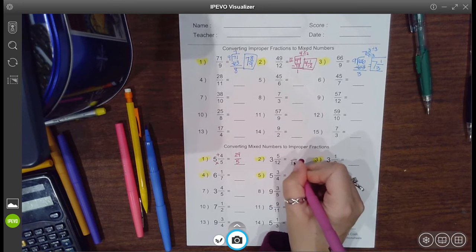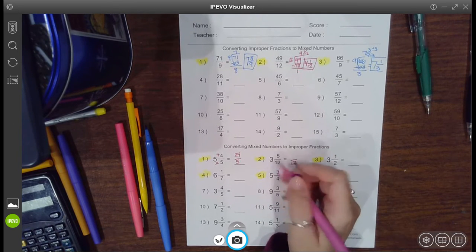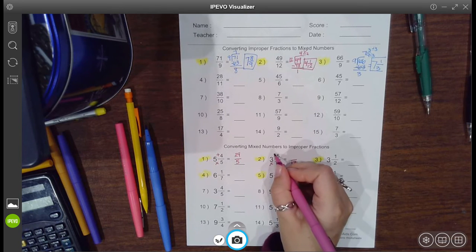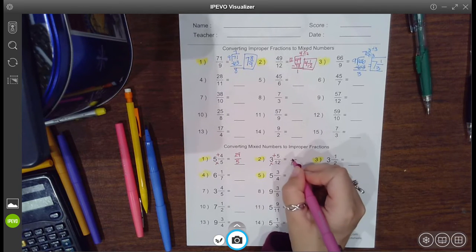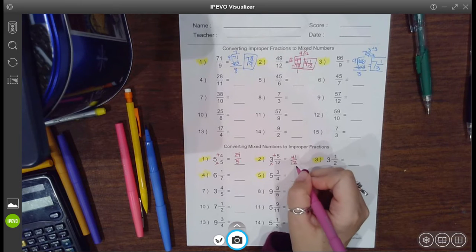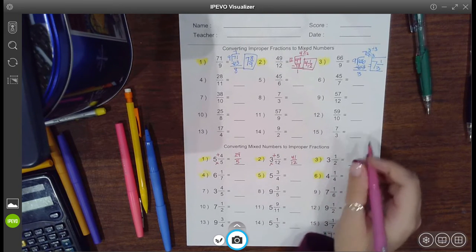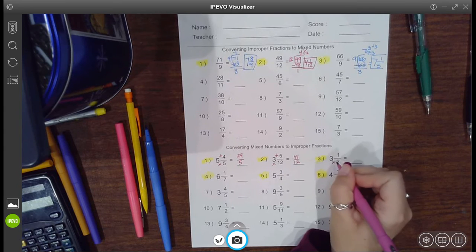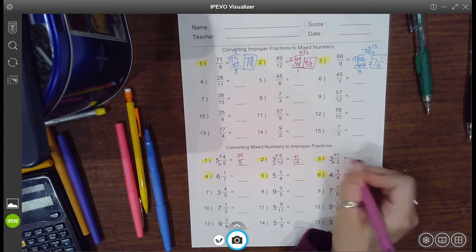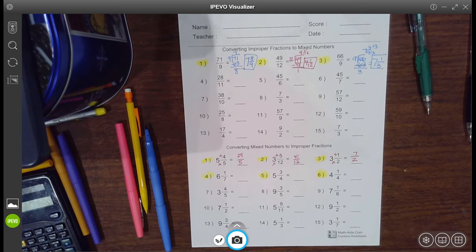Okay, keep the denominator the same. 12 times 3 is 36, and 36 plus 5 is 41. So 41 over 12 is the same thing as 3 5/12. 3 times 2 is 6. 6 plus 1 is 7. So this one is 7 over 2. Remember, you can always pause the video, try them yourself, and then unpause it and check back.